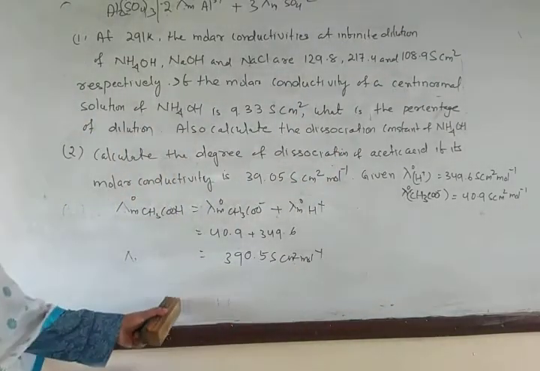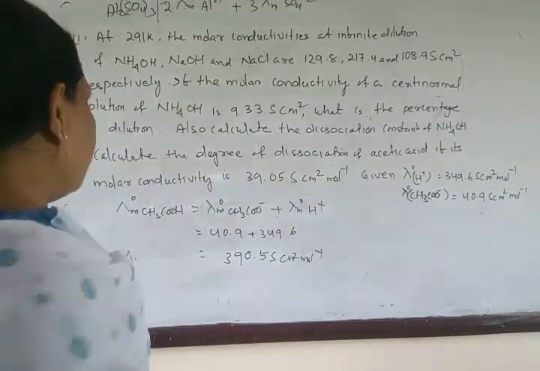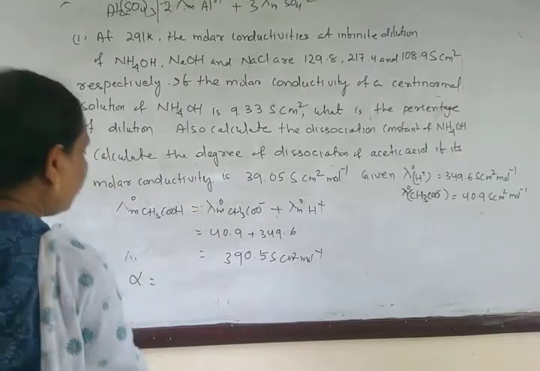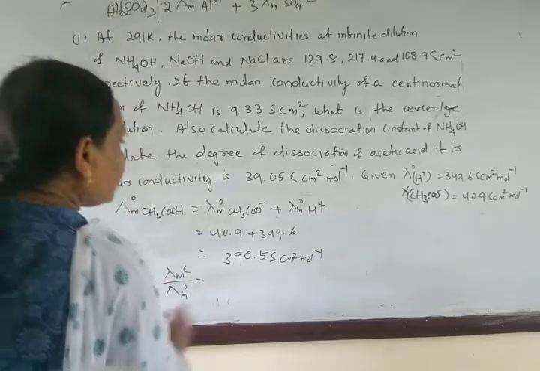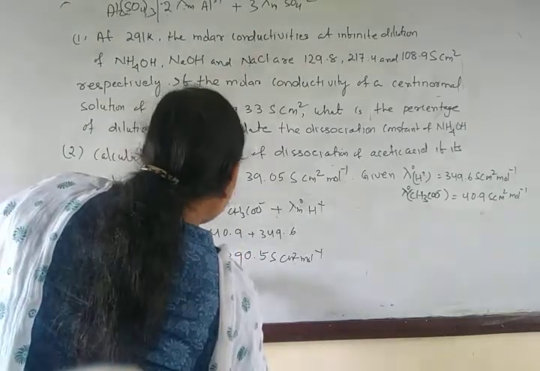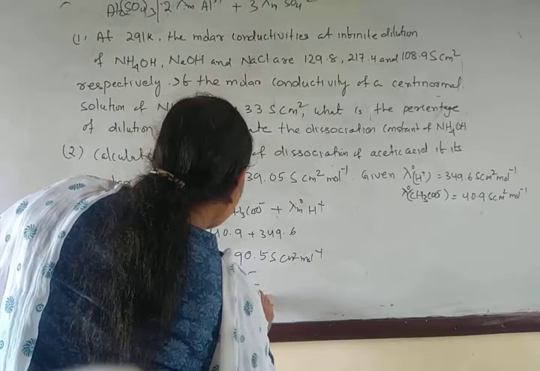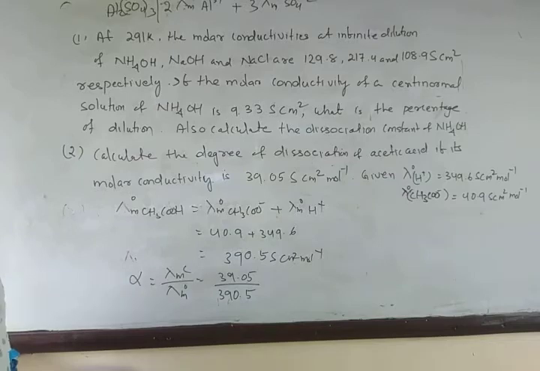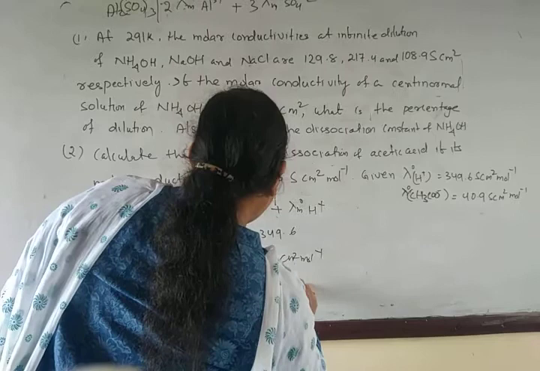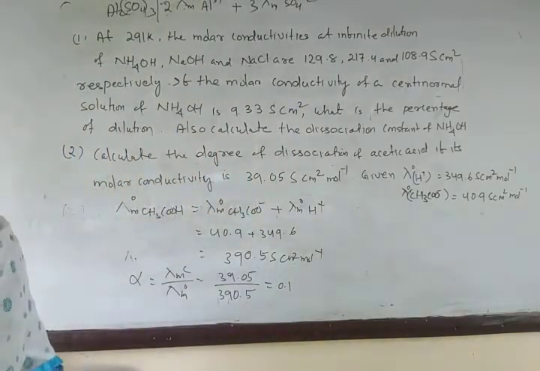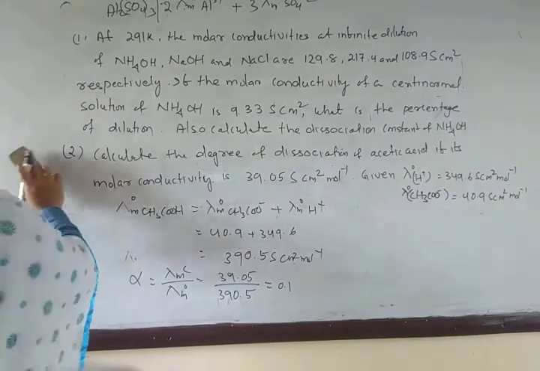This is the molar conductance at infinite dilution, and the another value given is 39.05. Then what is the value of alpha? Alpha is equal to lambda mc by lambda m naught, that is equal to 39.05 by 390.5, which is equal to 0.1. So the degree of dissociation is 0.1. Okay. Next come to question number 1.